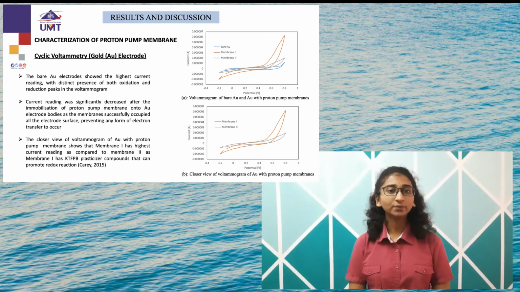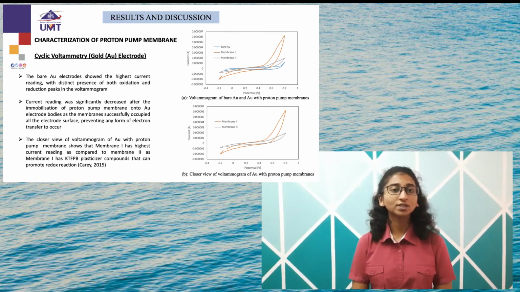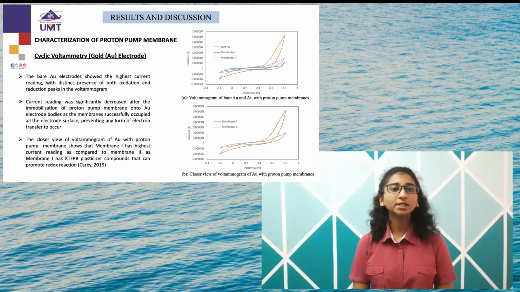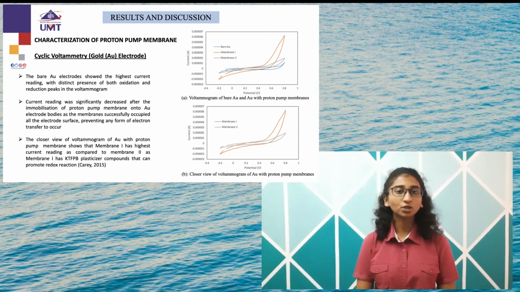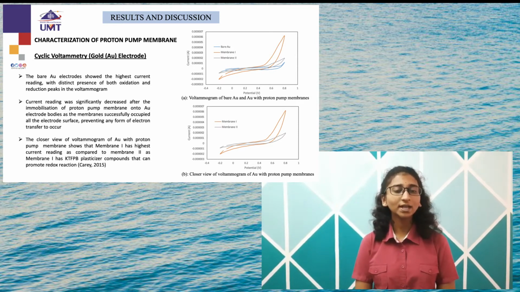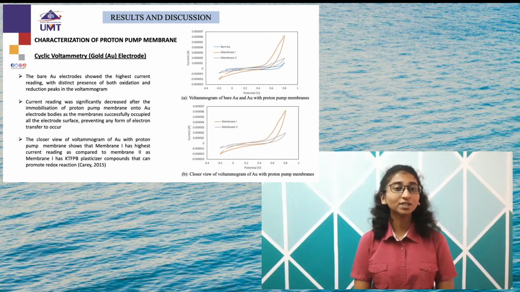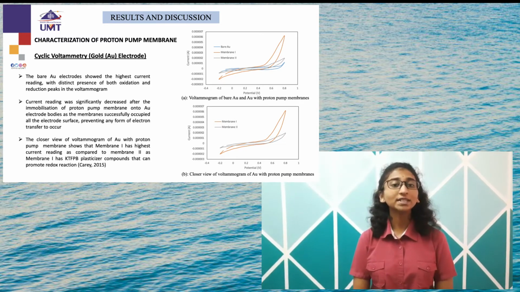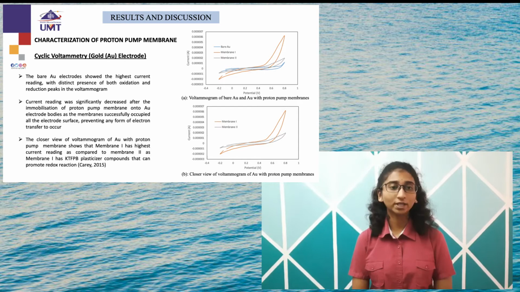Based on the voltammogram, it is observed that the bare electrode shows the higher current reading. Meanwhile, the current reading decreases once the electrode bodies are immobilized with the proton pump membrane, as the membrane tends to occupy all the surface of the electrode, thus preventing any form of electron transfer from occurring.